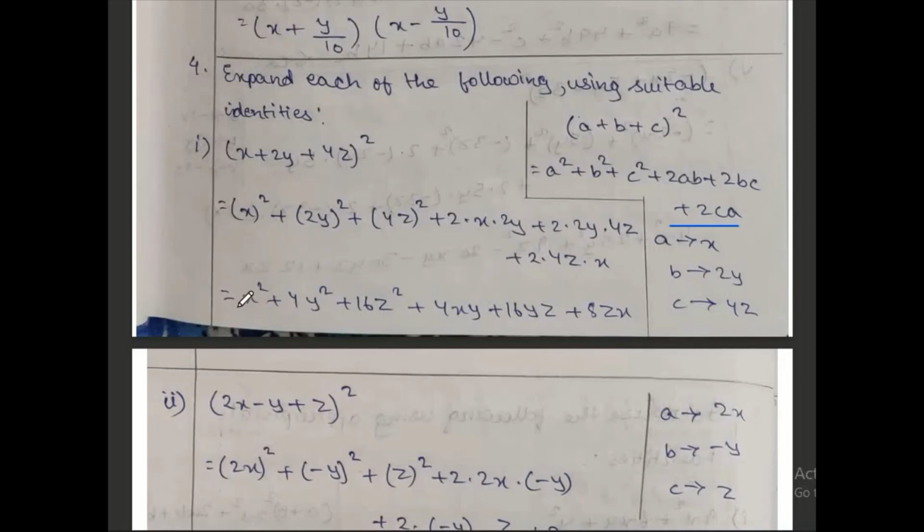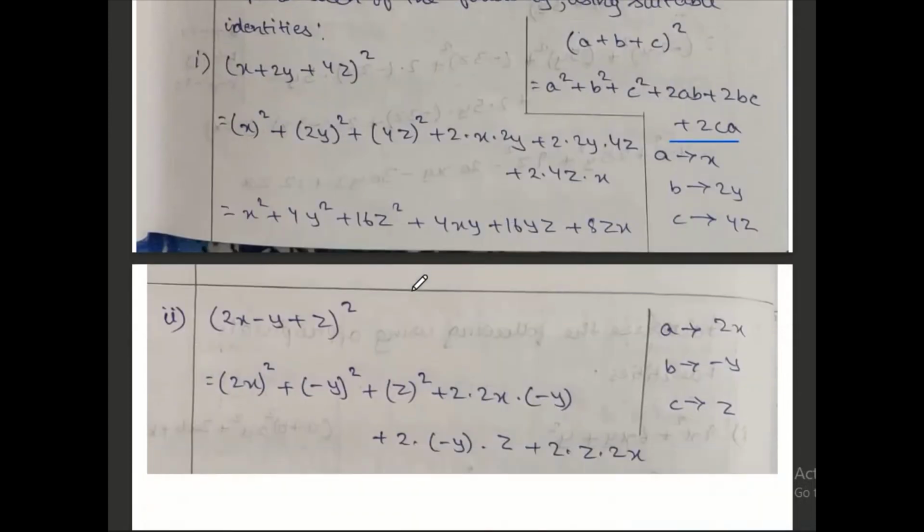So x square first, this one 2 square makes 4, y square left over. This one 4 square is 16, z square left. This one you are going to multiply: 2 into 2 into x into y is 4xy, 2 into 2 into 4 is 16yz, 2 into 4 is 8zx. That is your first answer. Expansion done. Every question you can do this way.